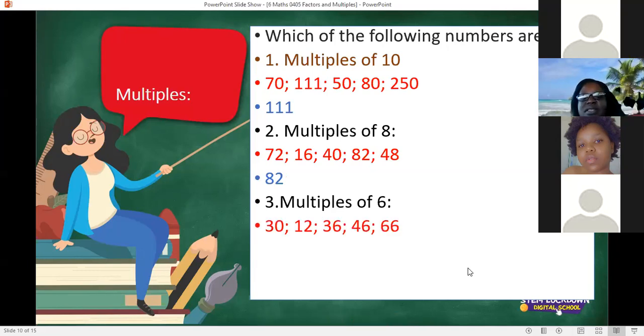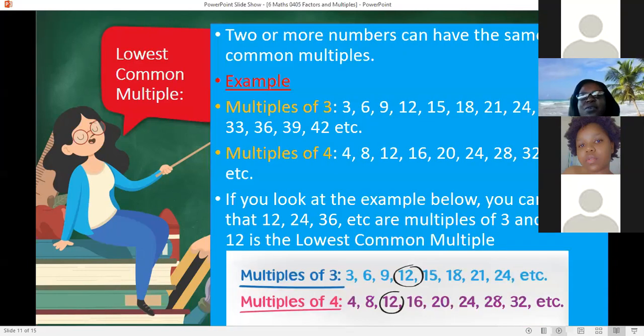If you count in 6, which number are you not going to count in? So it's 6, 12, 18, 24, 30, so 30 is there. 36 is there, 42, and then it's 48. You see there is no 46 in the multiples of 6. So this means that 46 is not a multiple of 6. These are the kind of questions that you'll get.